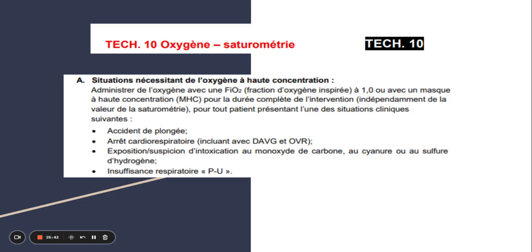So the first option being situation nécessitant de l'oxygène à haute concentration, administrer de l'oxygène avec une FiO2. So that FiO2 is fraction d'oxygène inspiré à 1. So 1, think of 100% oxygen. Ou avec un masque à haute concentration, MHC, which is our NRB in English, pour la durée complète de l'intervention, indépendamment de la valeur de la saturométrie. So we're not even looking at the oxygen saturation.